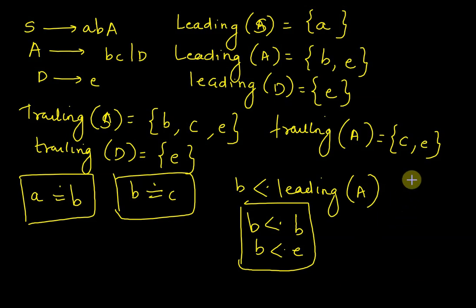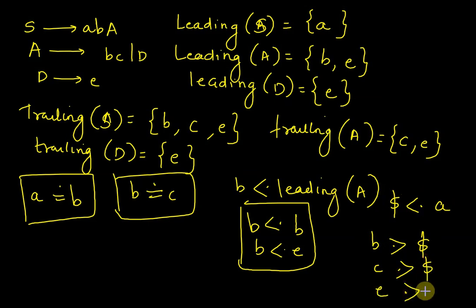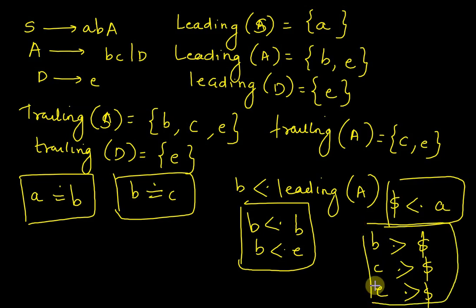Two more rules for dollar symbol. That is dollar less than leading of start symbol, that is A, and trailing of start symbol has greater precedence than dollar. So it will be B greater than dollar, C greater than dollar, and finally E greater than dollar. So this is one rule for leading and these three are for trailing. So far we have got the precedence relation between the set of terminal symbols.